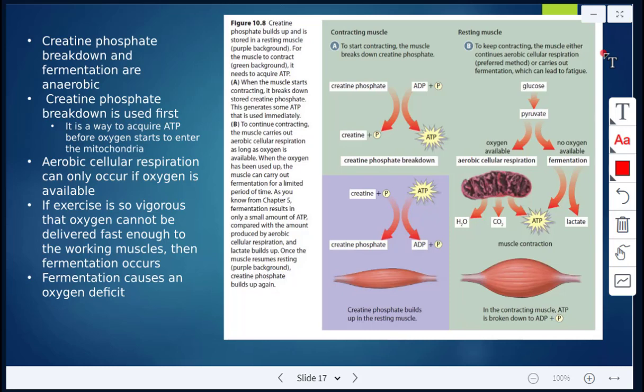When the oxygen gets used up, the muscles can then carry out fermentation for a limited period of time, as we saw when we were doing the cellular respiration unit. We can see the glucose, the pyruvate. If oxygen is available, it will go to aerobic cellular respiration. If it's not available, it goes to fermentation.